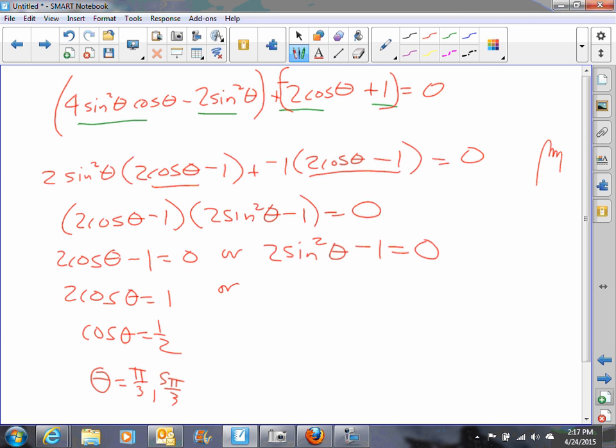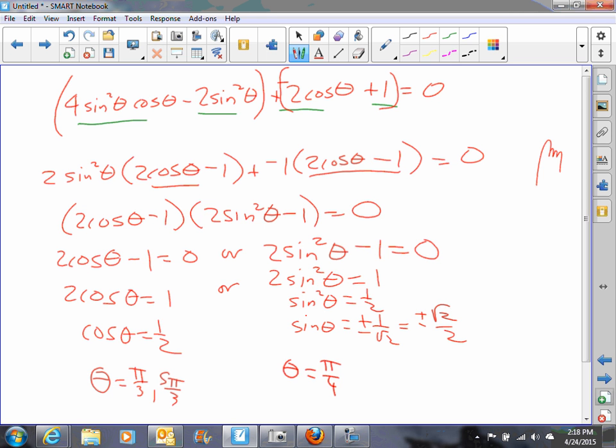Now this one is really an awful lot like the first one. We'll add 1 to both sides. We get 2 sine squared theta equals 1. Sine squared theta equals 1/2. Sine theta equals plus or minus 1 over the square root of 2, which becomes plus or minus square root 2 over 2. So the sine of theta is square root 2 over 2 when theta is equal to pi over 4, or 3 pi over 4. And then it's equal to negative square root of 2 over 2 when theta is equal to 5 pi over 4, or 7 pi over 4.